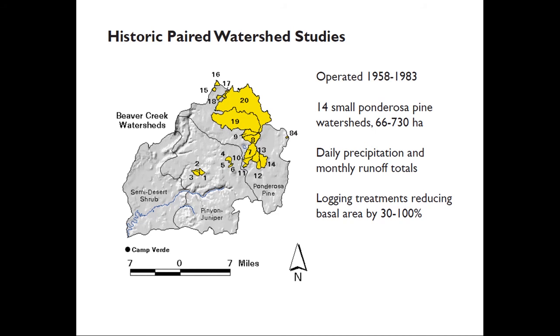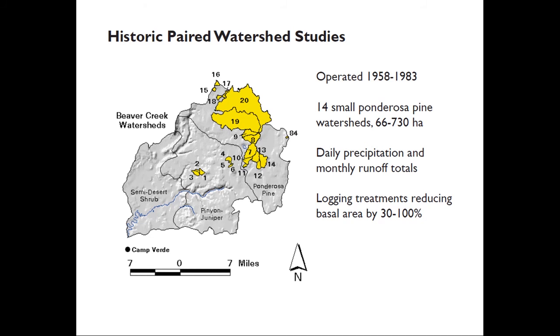So this is an example of the Beaver Creek watersheds that are just south of Flagstaff. They had 14 small ponderosa pine watersheds. For all of them, they have about 25 years of monthly precipitation and stream flow data. And in about half of them, they conducted logging treatments that reduced basal area by about 30 to 100%. The range of reductions for forest restoration treatments is about 30 to 50%. So this was including the range of treatments we were looking at.